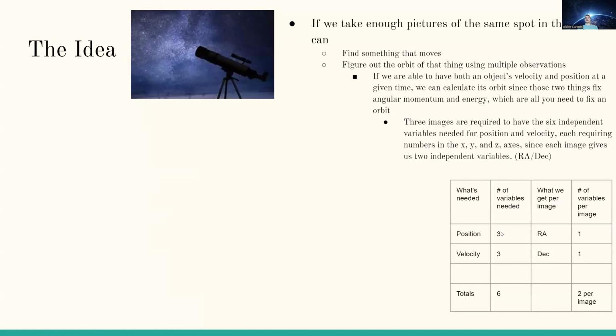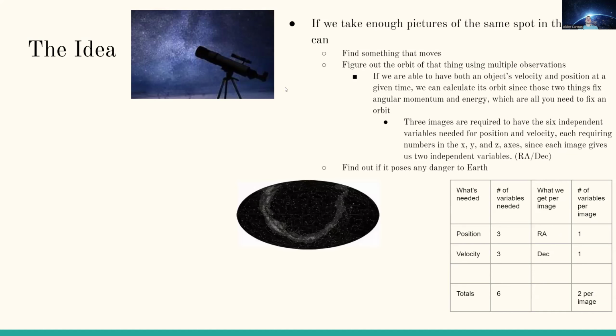We need 3 variables for position, 3 for velocity: 1 x, 1 y, and 1 z variable for each. We get 1 independent variable from right ascension per image and 1 from declination per image, so 2 independent variables per image. We need a total of 6, so that's a minimum of 3 images. And once we have the orbit, we can find out, does this thing pose a danger to Earth or not?